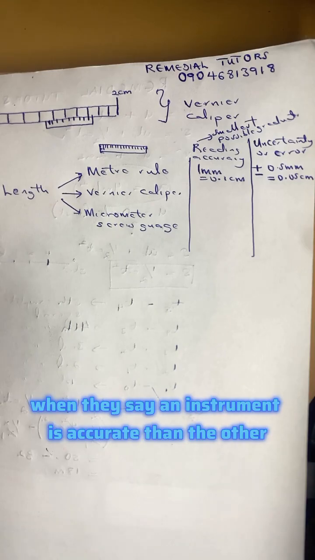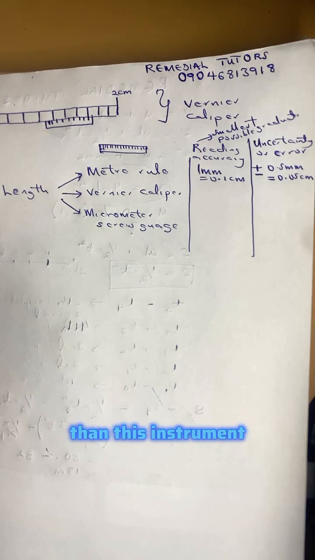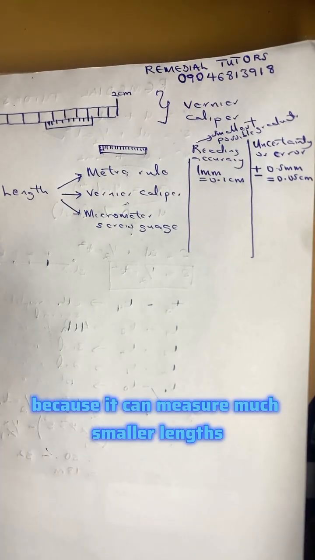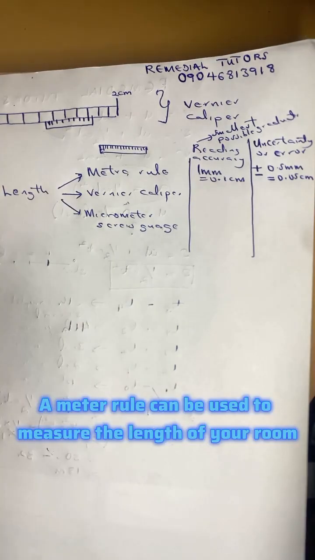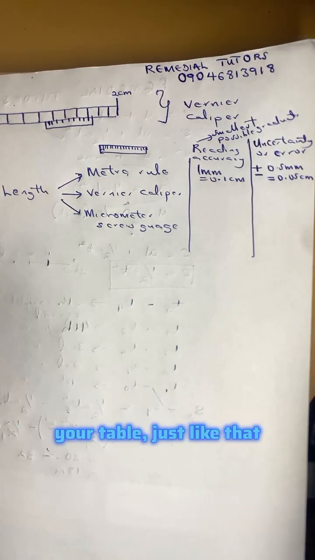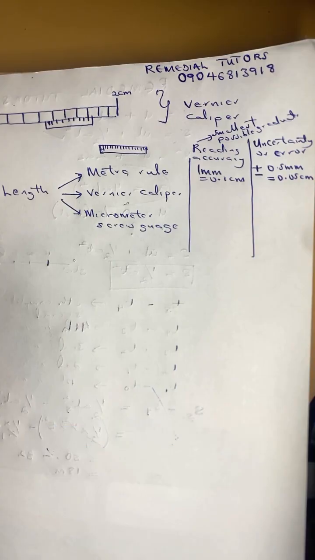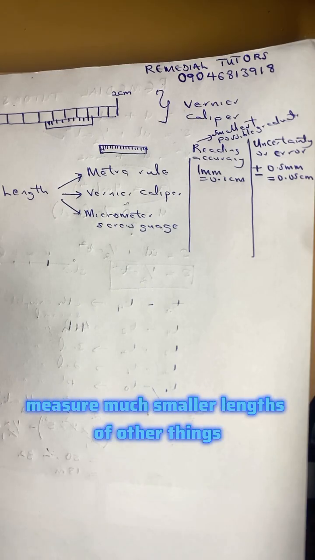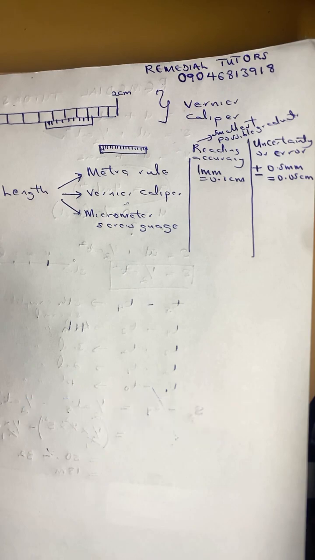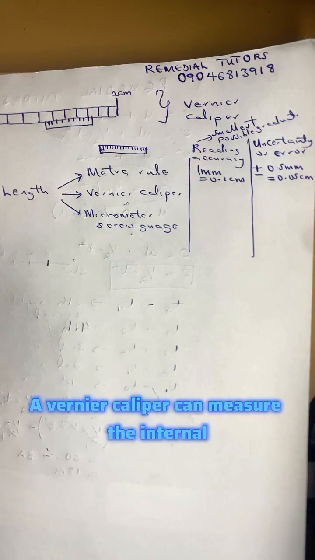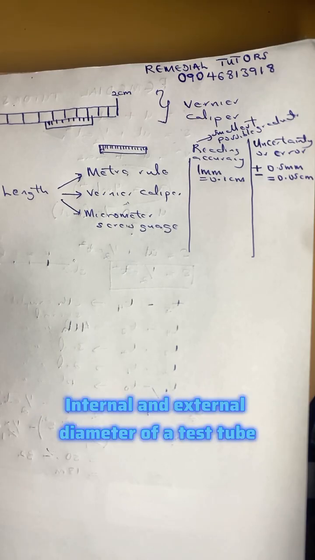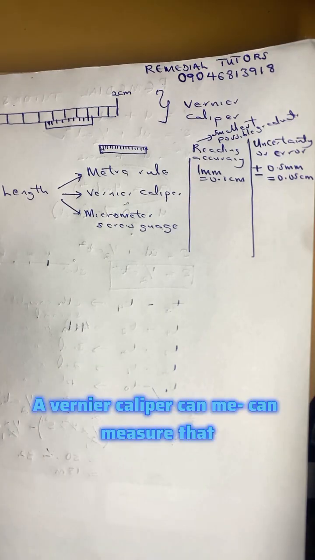When they say an instrument is more accurate than the other, a vernier caliper is actually more accurate than a meter rule because it can measure much smaller length. A meter rule can be used to measure the length of your room, your clothes, your table. But a vernier caliper can measure much smaller lengths. What are the things a vernier caliper can measure? A vernier caliper can measure the internal and external diameter of a test tube.